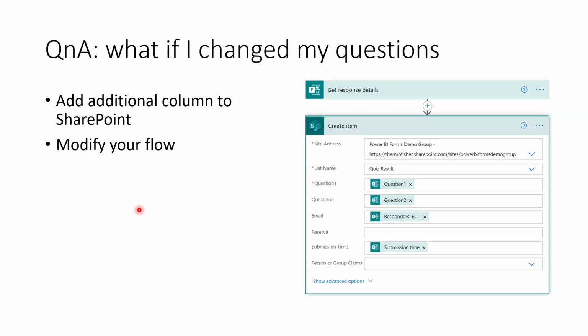The second question is, later, what if I change my questions? I want to add or delete. If you plan to add a new question, first, you should go to your SharePoint list to add a new column so the answers can sit in there. The second is, you can go into the create item step in your flow to modify how the data flows into different columns. If you delete a question, you can remove it from your flow. If you add a new question, you can add your new question into the new column.